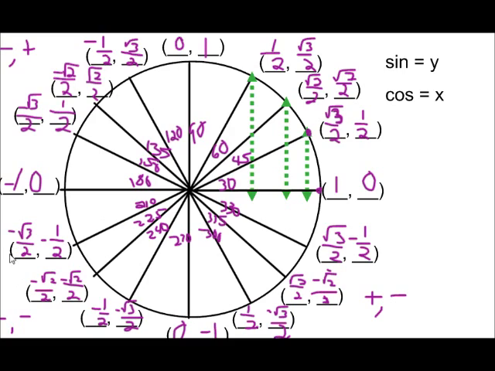In quadrant 3, everything's negative, so negative square root 3 over 2, negative 1/2, negative square root 2 over 2, negative square root 2 over 2, negative 1/2, negative square root 3 over 2. And in quadrant 4, positive 1/2, negative square root 3 over 2, positive square root 2 over 2, negative square root 2 over 2, positive square root 3 over 2, negative 1/2. That's that. So how do we use this filled in unit circle?